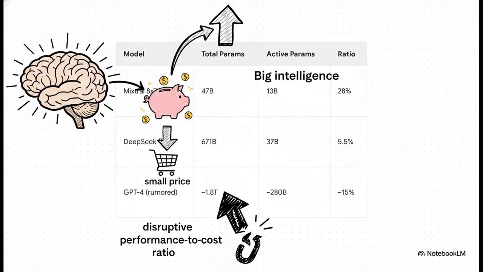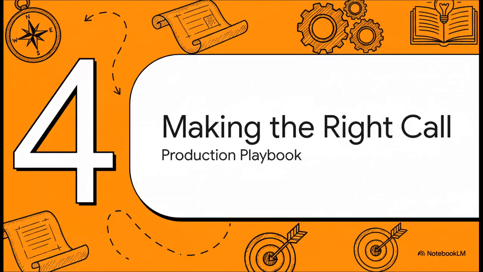And here's the payoff. Check this out. A model like DeepSeek R1 has the encyclopedic knowledge of a 671 billion parameter model, but its actual running cost is based on only 37 billion active parameters. We get big model intelligence at a small model price. That performance to cost ratio, that's what makes this so incredibly disruptive. It's a game changer.